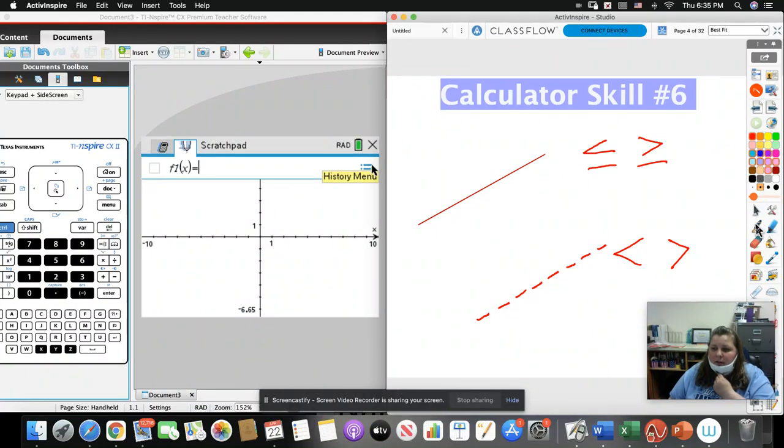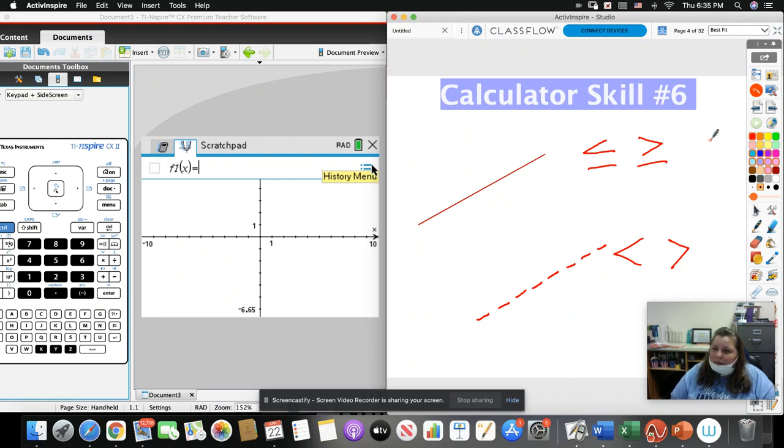All right, you finally made it to calculator skill 6. This is the final calculator skill. This is inequalities. We have less than and greater than and equal to. So the thing to remember is if it has an equal to sign, that's going to be a solid line. If it does not have an equal to sign, then that's a dashed line.